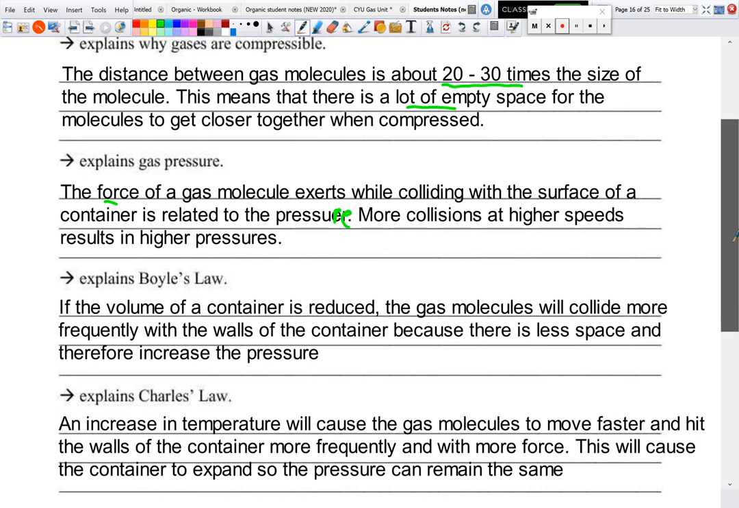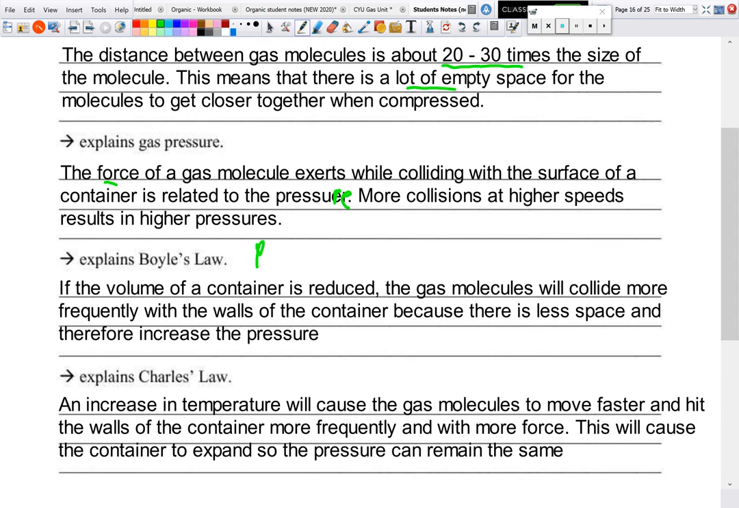So we have Boyle's law. You know that Boyle's law is P1V1 equals P2V2. So when we use kinetic molecular theory to describe Boyle's law, you have to relate pressure and volume. How this works is that if the volume of the container is reduced, the gas molecules will collide more frequently with the walls of the container because there is less space, and therefore there will be an increase in pressure. Of course the opposite is the same. If we increase the volume of the container, the gas molecules will collide with the container less, and that will decrease the pressure.